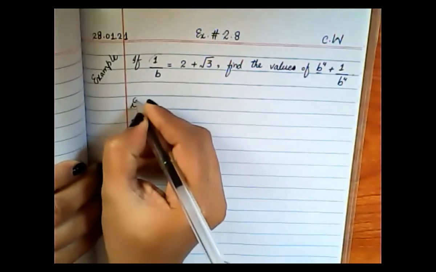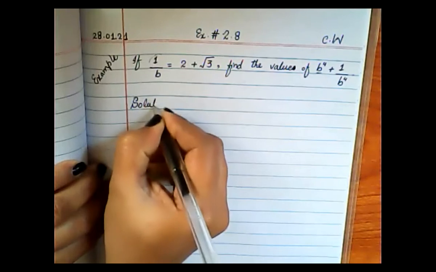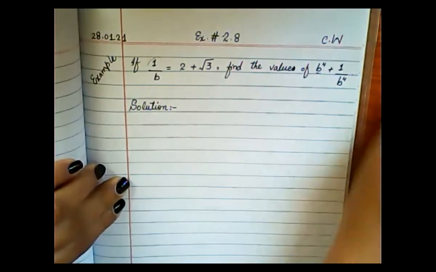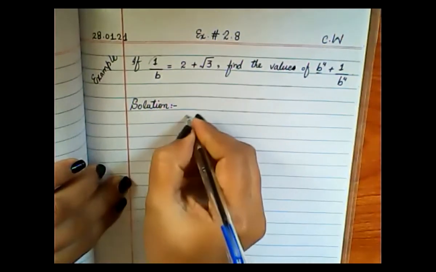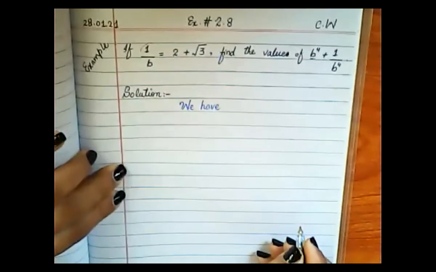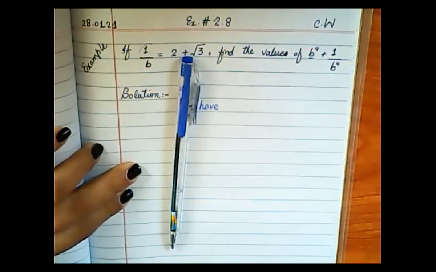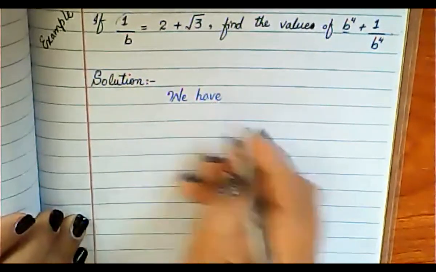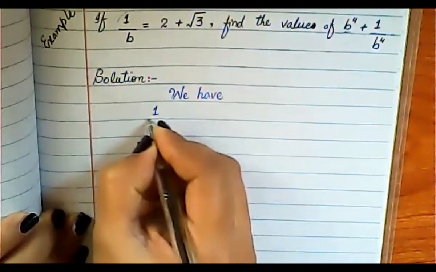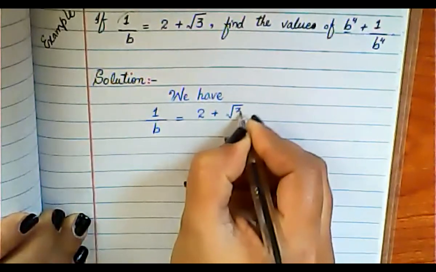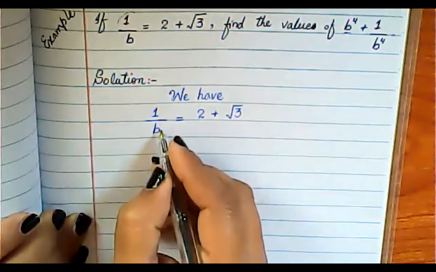How? First, you will write down the heading of solution. Then you will write here, we have. Just a minute, I'm going to zoom in. Now you will write, we have 1 upon b, which is equal to 2 plus under root 3. This is given to you and you require b.